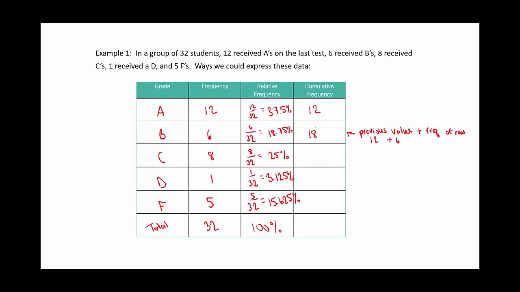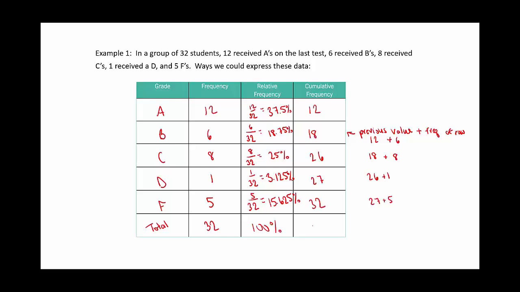What that's telling us is that 18 students received an A or a B on this test. Then we're going to take the previous value, 18, and add the frequency in this row, 8. 18 plus 8 is 26. And then we do the same thing. The previous value was 26 plus 1 makes 27. And then 27 plus 5 makes 32.